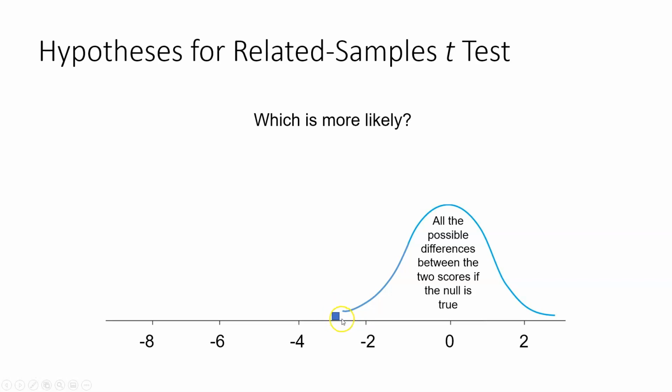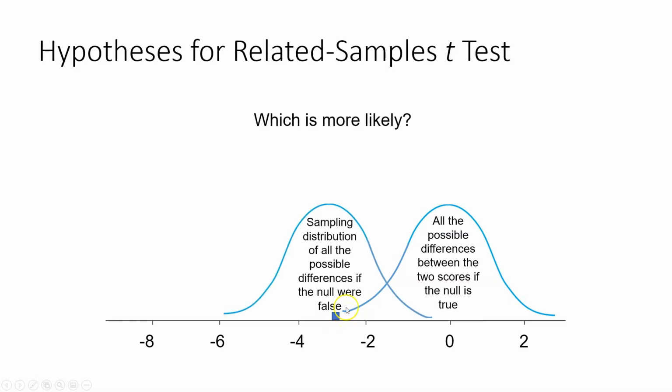But is that more likely, or this? That this score right here is actually part of the sampling distribution of all the possible differences if the null were false and pain actually were benefited by swearing. So that people who swear have less pain, centering around something like -3, maybe sometimes it's 4 points less or 2 points less, but something around -3.